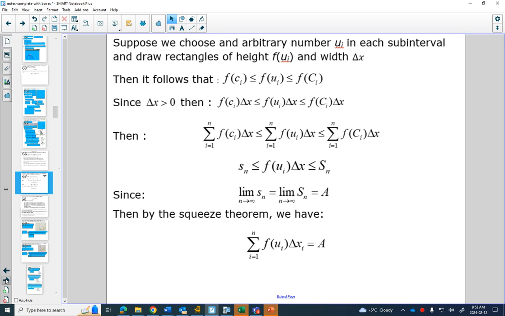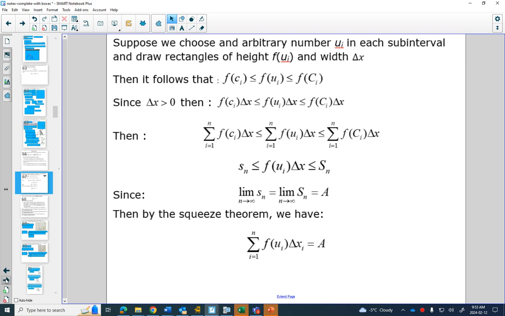But we've already discovered that if you take the limit as n goes to infinity of both the upper and the lower, they're both equal to the area. So by the squeeze theorem, remember the squeeze theorem? We haven't squeezed the theorem for a while. By the squeeze theorem, that means this one in the middle also has to equal the area.